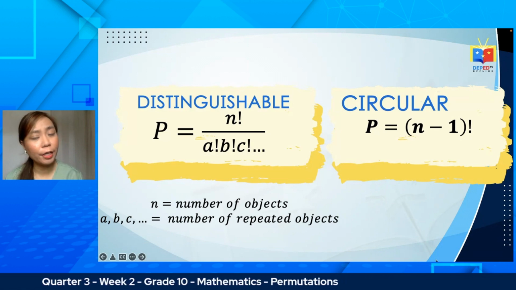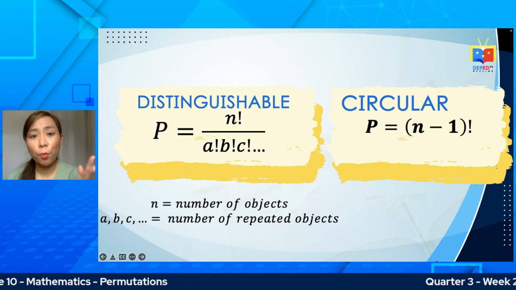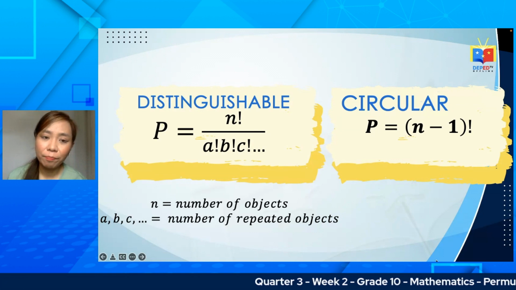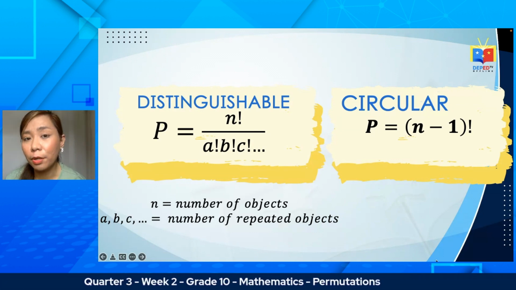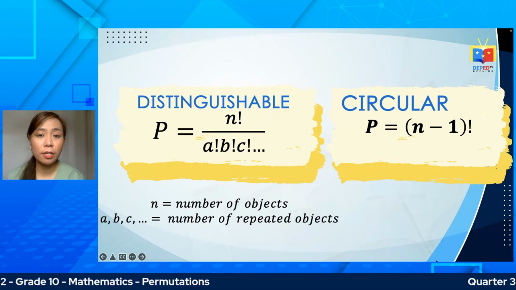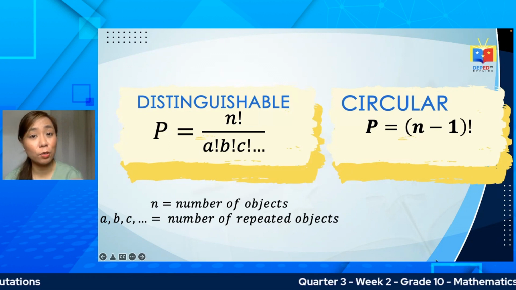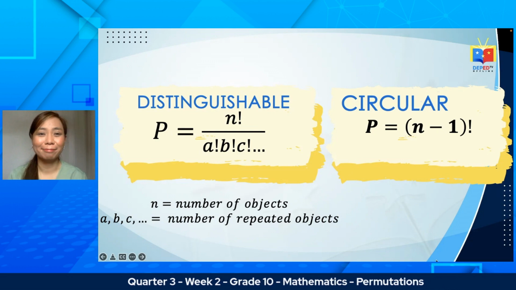Remember, mathletes, the 2 types of permutations that we discussed today: distinguishable permutation using the formula n factorial over a factorial, b factorial, c factorial, and so on, where n is equal to the number of objects, while a, b, c, and other variables could be the number of repeated objects. While for your circular permutation, P is simply equal to the quantity n minus 1 factorial. Don't forget the fixed object.